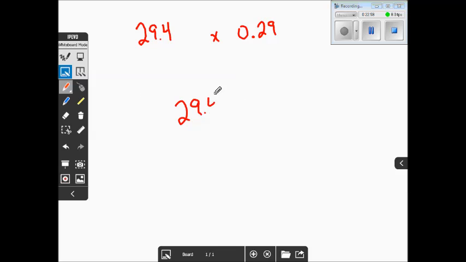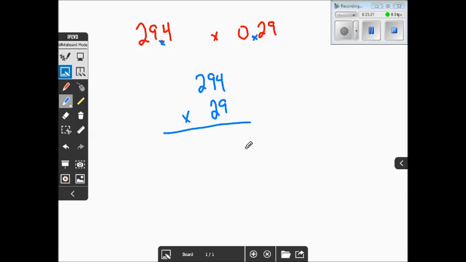Now remember, I don't want you doing this. This is what some of your teachers have done in the past, and I do not want you to do this: lining up decimals. The only time you will line up decimals and place values is when we're adding or subtracting. So what I want you to do is take out those decimals. I like to put an X over them, like that. And then I say, okay, I'm just going to do 294 times 29. You all know how to set it up there.